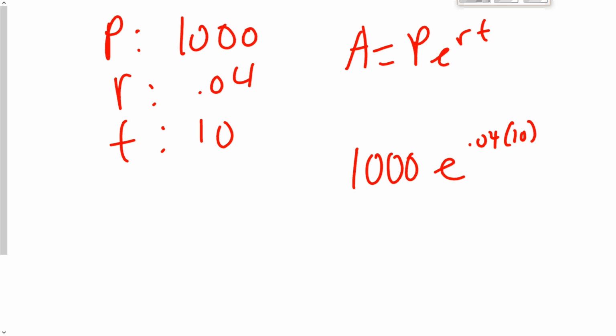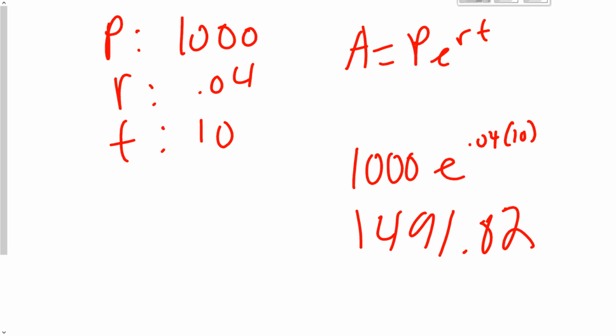I put 1,000, I push the E button, which is a second ln, or shift ln, brings up a parenthesis, I can push 0.04, and then I can push times by 10, and I can push parenthesis to end my parenthesis and hit equals, and I get 1491.82. So we can see that is a few dollars more, right? So compound continuously is better. Alright, so that's how you do these problems.